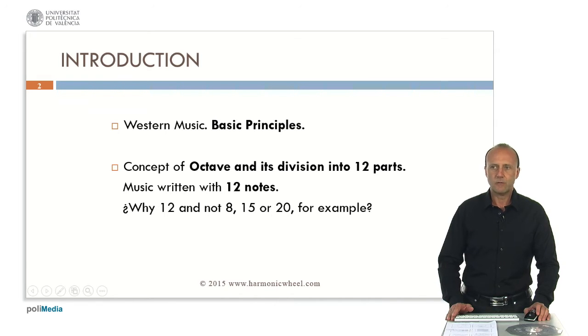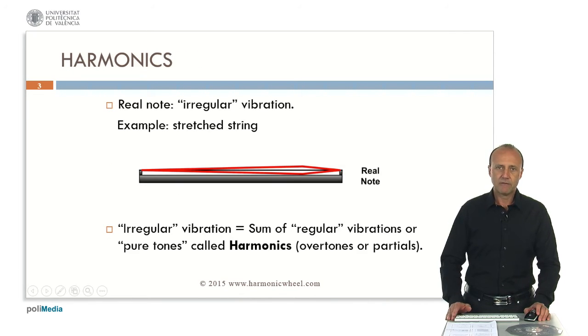We can think of why 12 and not 8, 15, 20 or any other number. Apart from historical reasons, we are going to explain this fact from the physical point of view. Any real note produced by any real instrument has an irregular vibration.